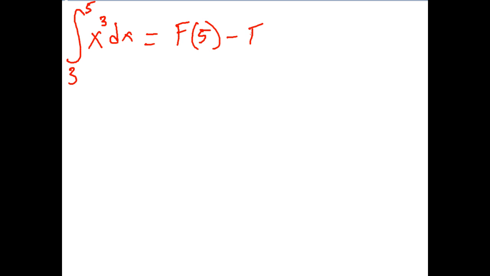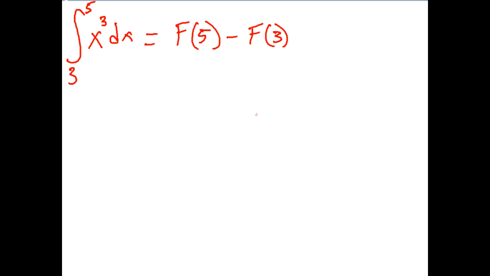Okay, so let's take a look at one here. Let's just have a simple integral of x cubed dx, and we want to integrate this from, let's say, 3 to 5. To integrate this, what the fundamental theorem tells us is that this is going to equal the antiderivative evaluated at 5 minus the antiderivative evaluated at 3.